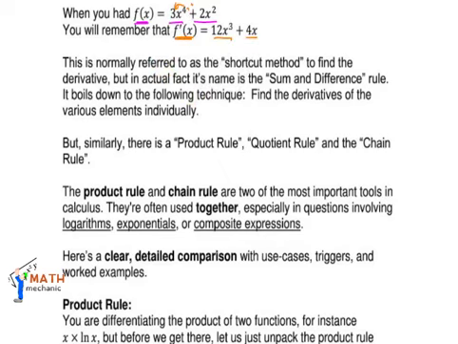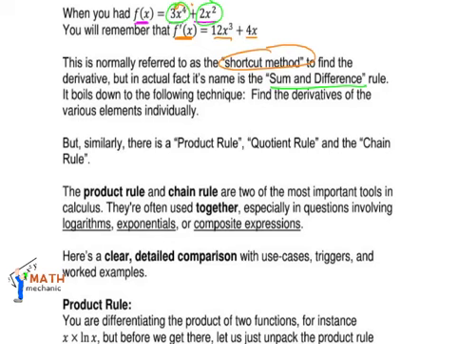Now this is normally in school referred to as the shortcut method to find the derivative compared to the first principles, which is the long technique. But in actual fact, the name of this technique is the sum and difference rule in calculus, or for derivatives. It boils down to the following technique. Find the derivatives of the various elements individually. So we found the derivative of that, we found the derivative of that individually, and then we just either add or subtract them depending on the sign at the front.